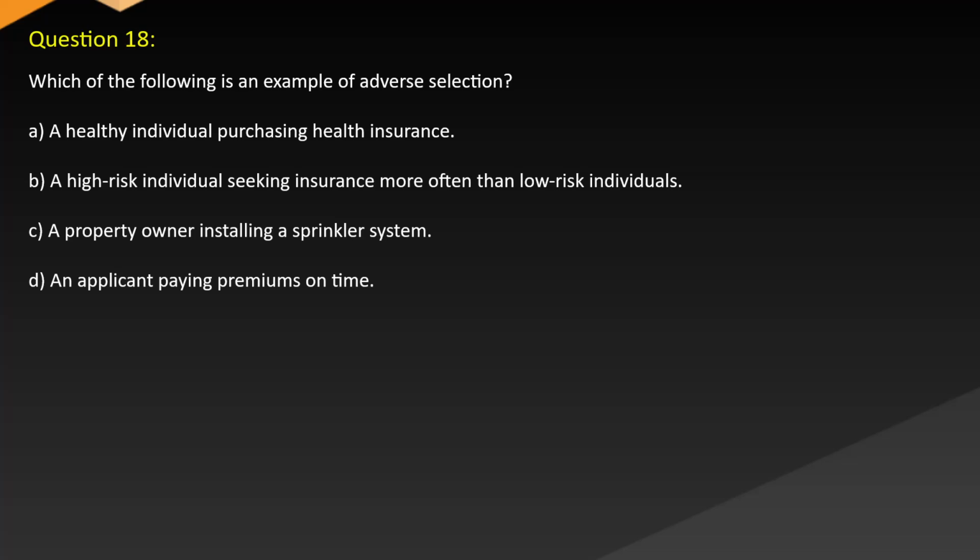Question 18. Which of the following is an example of adverse selection? A. A healthy individual purchasing health insurance. B. A high-risk individual seeking insurance more often than low-risk individuals. C. A property owner installing a sprinkler system. D. An applicant paying premiums on time.